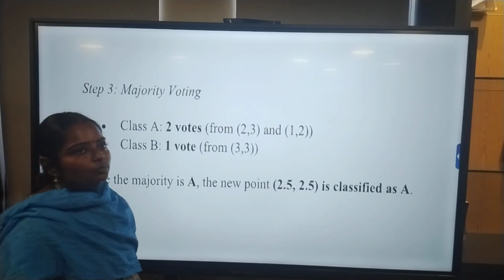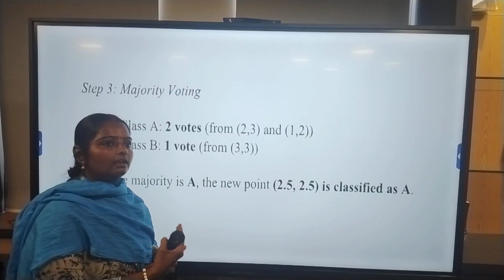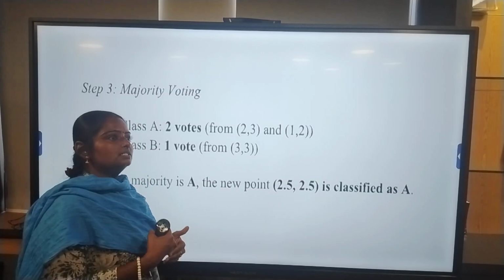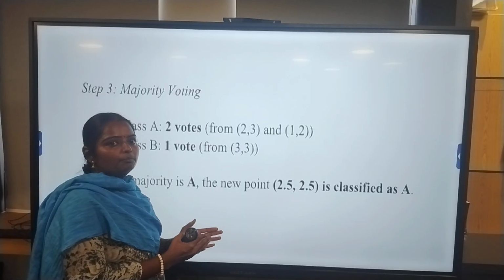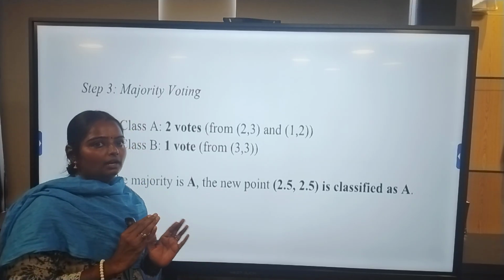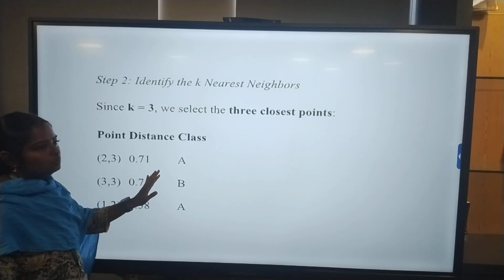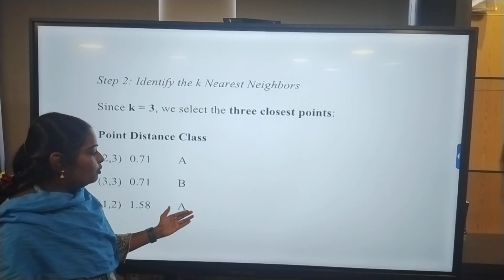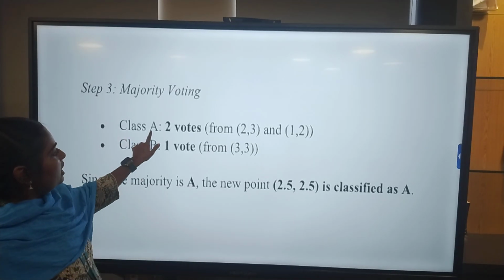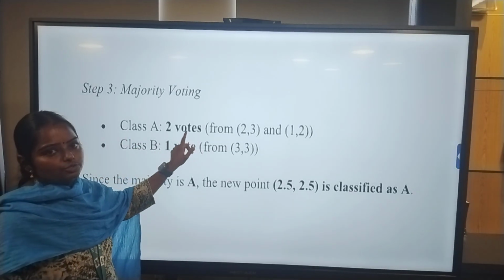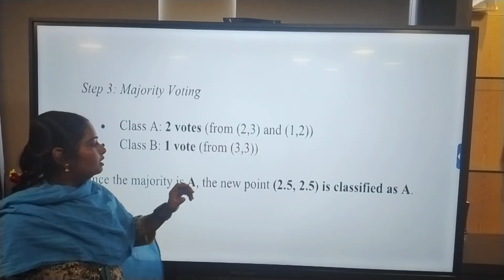Now I have to go for the majority voting based on those 3 closest neighbors, whichever is voted for many times, so that I may conclude my new data point belongs to such a class. From this slide, what is repeated the greatest number of times is class A. So class A has how many votes? 2 votes. From which data points? (2, 3) and (1, 2).